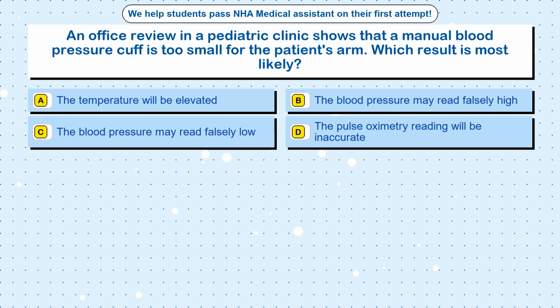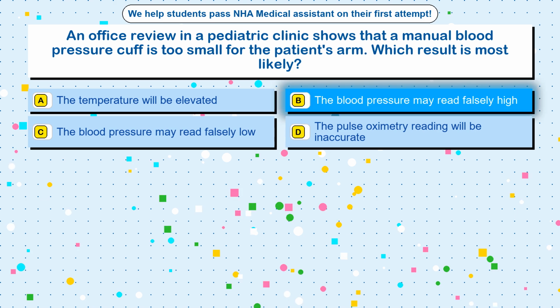Question 86. An office review in a pediatric clinic shows that a manual blood pressure cuff is too small for the patient's arm. Which result is most likely? Option A. The temperature will be elevated. Option B. The blood pressure may read falsely high. Option C. The blood pressure may read falsely low. Option D. The pulse oximetry reading will be inaccurate. The correct answer is option B.